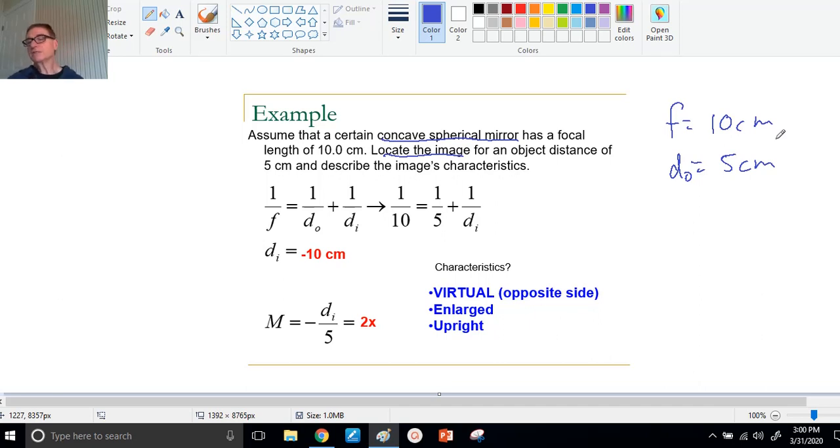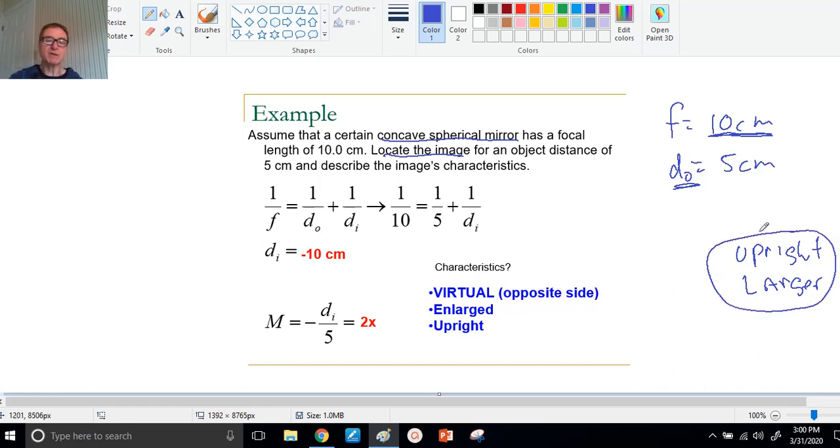Now, the object is very close to the mirror, between the mirror and the focal point. So think to yourself what kind of image you get when you hold that concave bathroom mirror very close to your face. Well, I'm going to predict that we're going to have an upright image, and it's going to be larger. Because otherwise, if I had an upside down image in my bathroom mirror, that's not going to do me a whole lot of good with putting makeup on and stuff like that. So this is my prediction. Let's see what happens when we plug in the values.